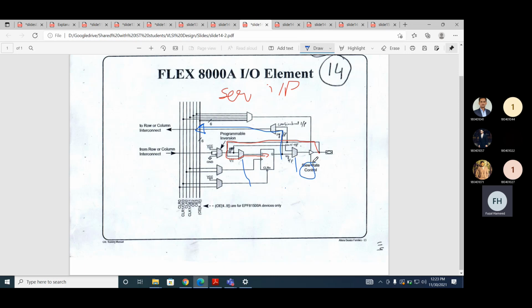What is the slew rate control? It can either be configured as slow or fast. If the slew rate is slow, the power consumption will be less, and the design will operate at a lower speed.